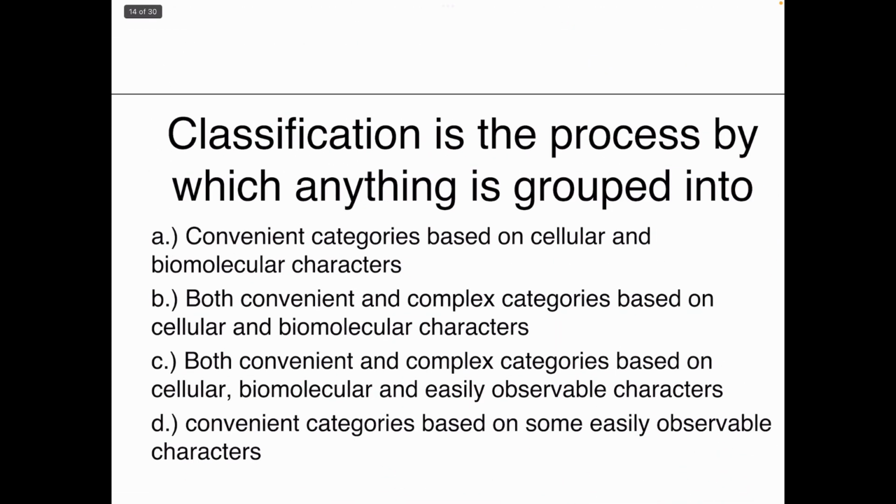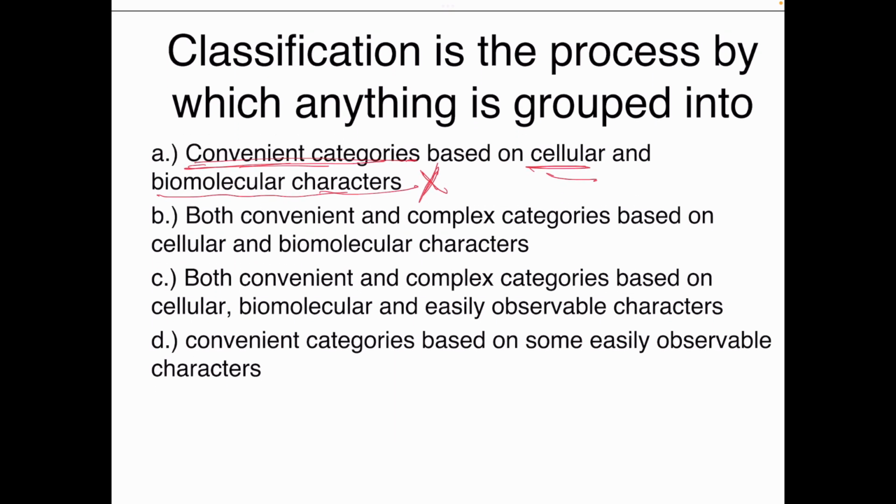Convenient categories based on cellular and biomolecular character. See, looking at cellular and biomolecular character makes things complex because you can't look at a cell with the naked eye. It is not a simple procedure. So of course dividing into convenient categories fits, but based on cellular and biomolecular character doesn't fit. So this is not our option. Okay, both convenient and complex: since this option has complex categories, no, we have told it strictly that the purpose is to simplify things, not to complicate them. So this option is out.